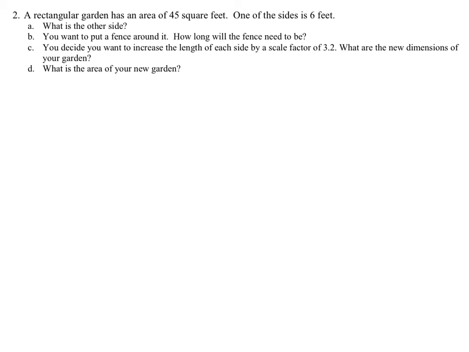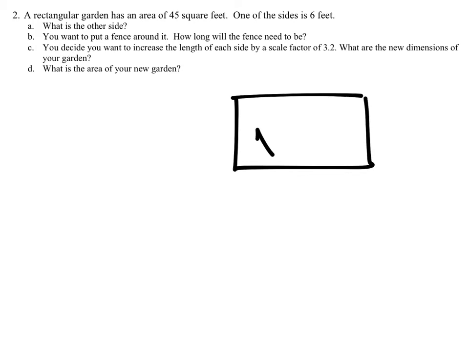A rectangular garden has an area of 45 square feet. If one side is 6 foot, then what's the other side length? Alright, so let's draw this out. So we know the area is 45 square foot, and one of these sides is 6 foot.